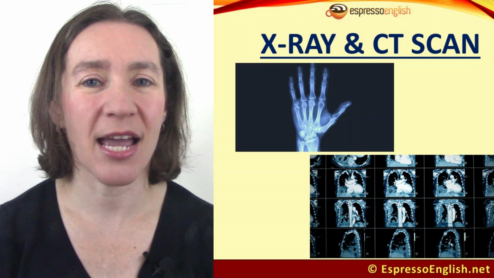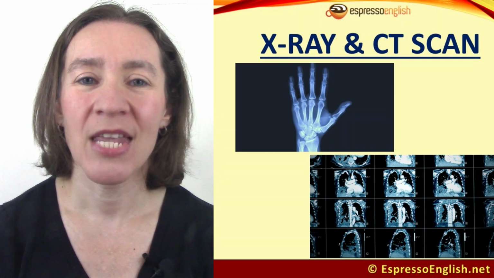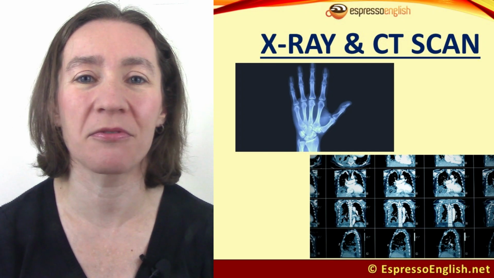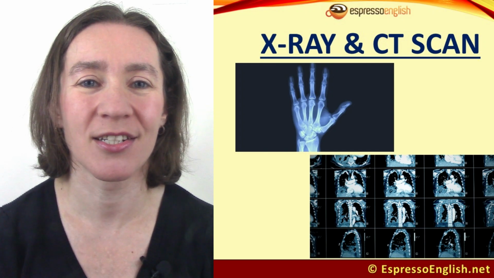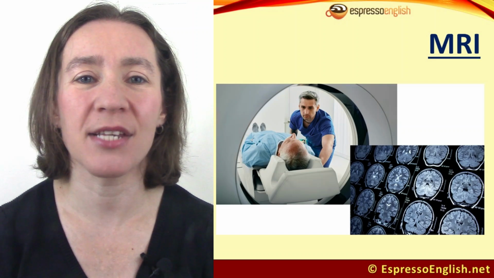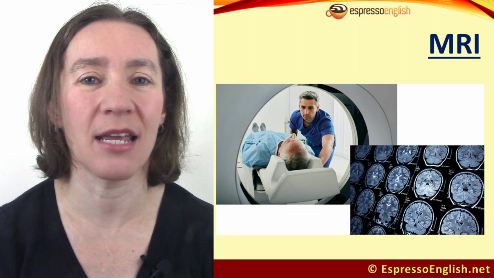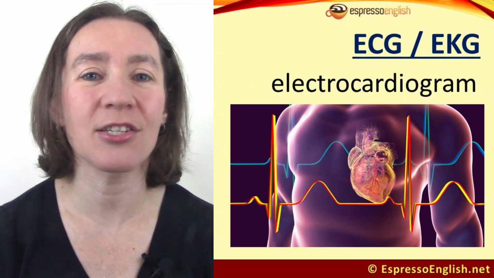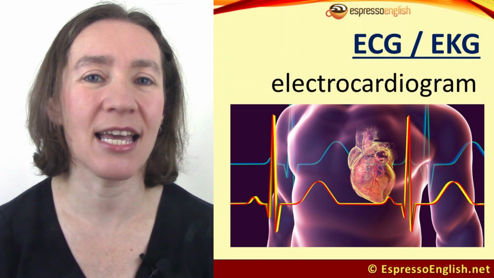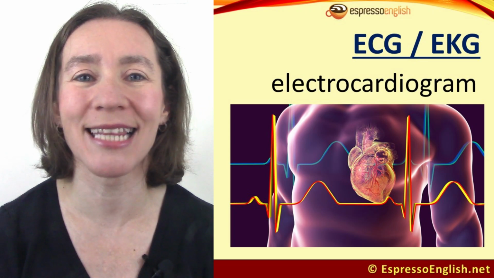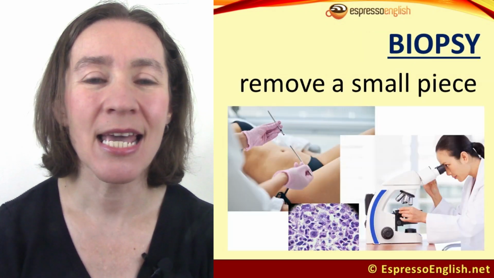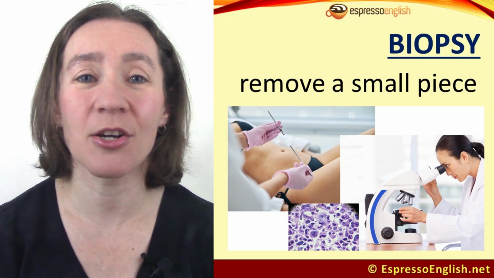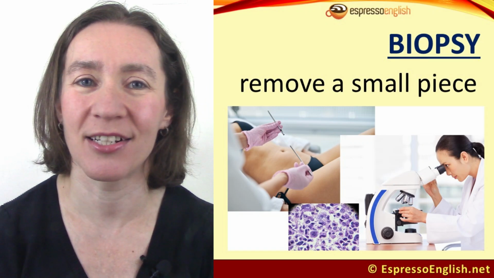There's an X-ray, which checks your bones, and a CT scan, which is a more advanced type of X-ray that provides a more detailed image. An MRI uses magnetic fields to form an image, especially of the brain. An ECG tests your heart activity to detect any problems. I think that stands for electrocardiogram. And a biopsy is when they take out a little piece from inside your body to check it for cancer.